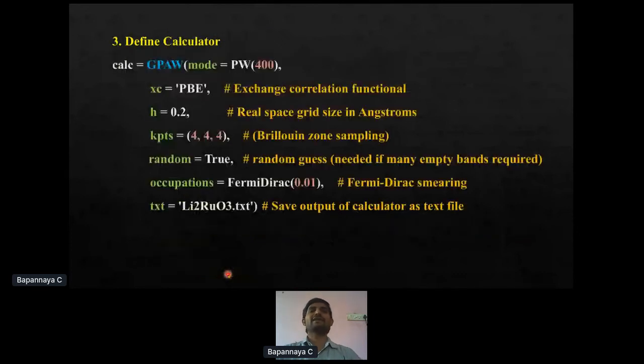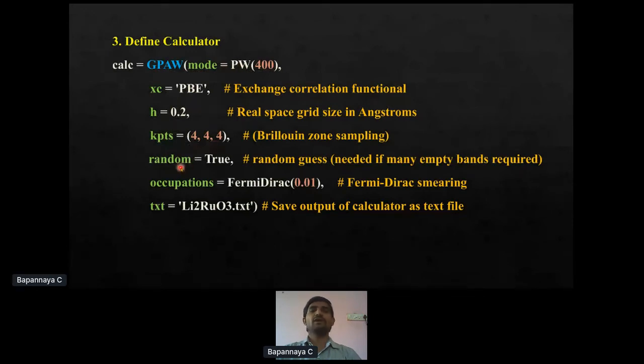Next, a calculator has to be defined. We have taken the GPAW calculator, and the arguments are mode. We have chosen plane wave mode, where the cutoff energy is 400 electron volts, the exchange correlation functional XC is PBE, the real space grid size is 0.2 angstroms, and the K points are 4×4×4. This amounts to 64 K points in the Brillouin zone.